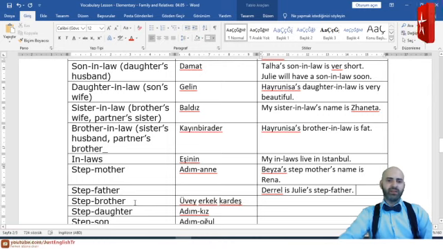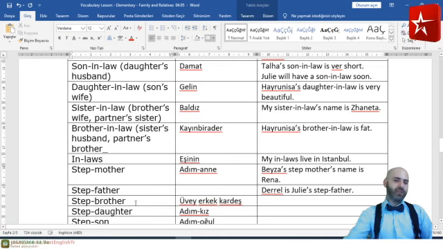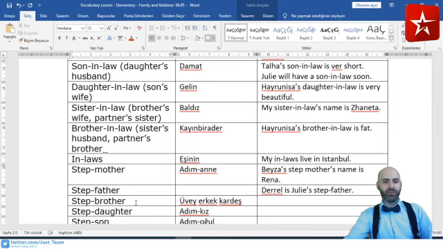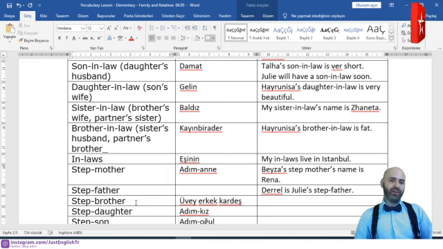Good. Stepbrother, you understand probably. It will be your brother, and you have only one person in common, only mother or only father. For example, your father married another woman, and your father's second wife has a child, a boy. It will be your stepbrother, and if they have a daughter, it will be your stepsister.